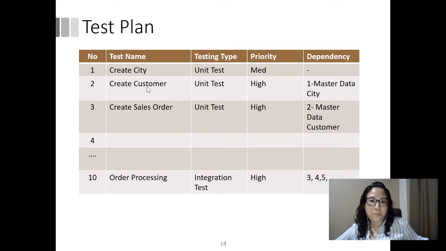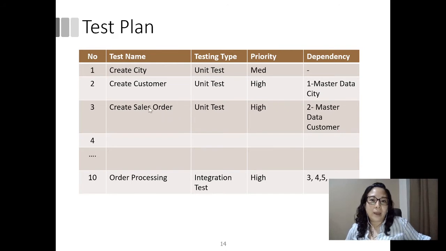We define the test name as create customer. The customer is also considered a unit test because it's only a single activity. We put the priority as high because if the customer cannot be registered, then the transaction will also not happen. That's why I put the priority as high here. And the dependency is that the master data city needs to be created first. So we cannot create the customer data without having the master data city.